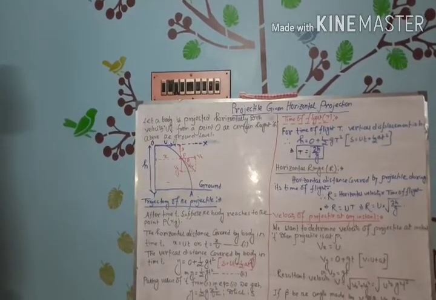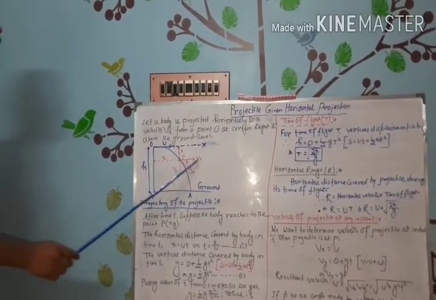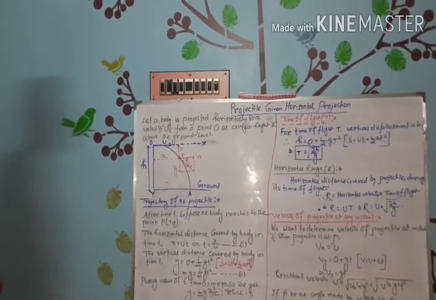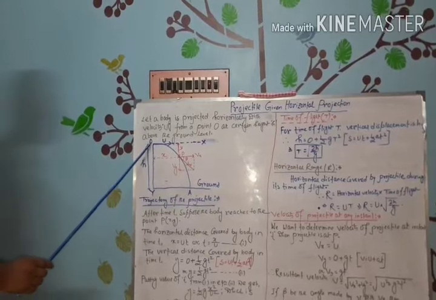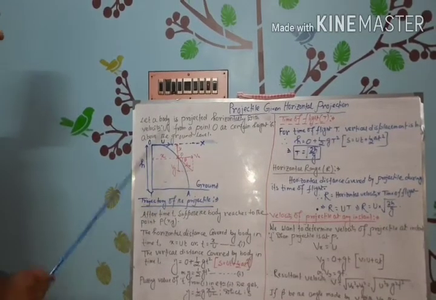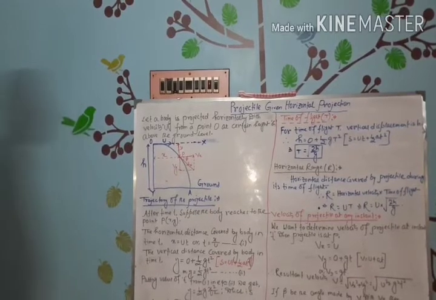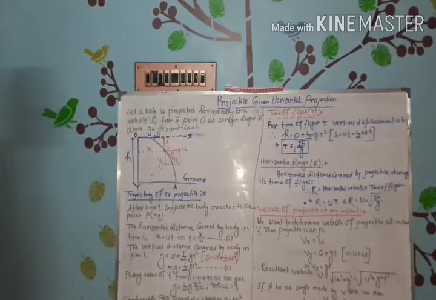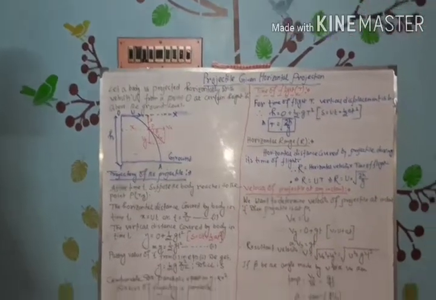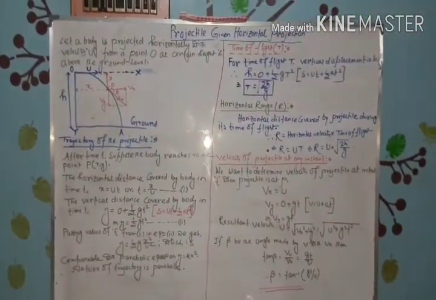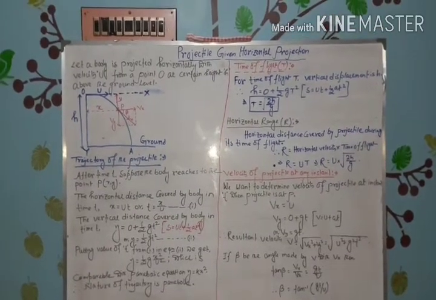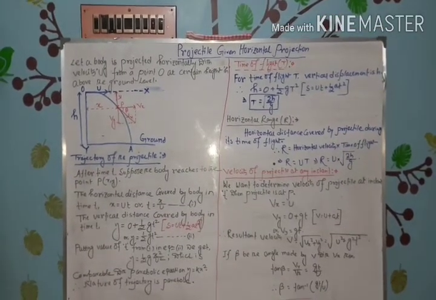Now, regarding the horizontal projection, we have to determine number 1, the trajectory of the projectile. Number 2, time of flight. Number 3, horizontal range. And number 4, the velocity of the projectile at any instant. So first we derive the equation of the trajectory by which the horizontal projection takes place.